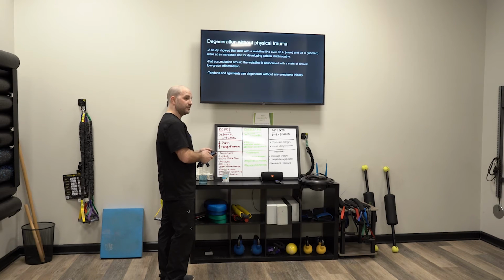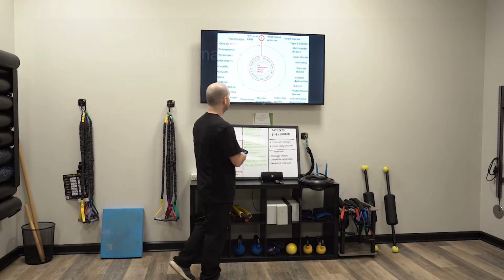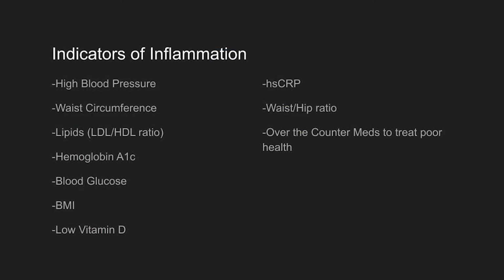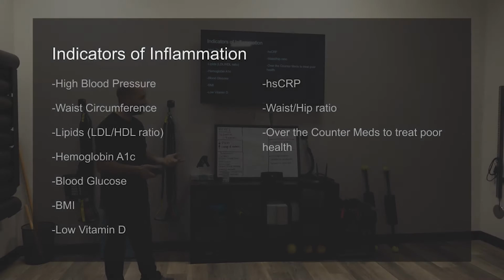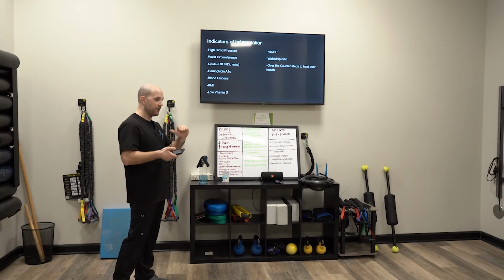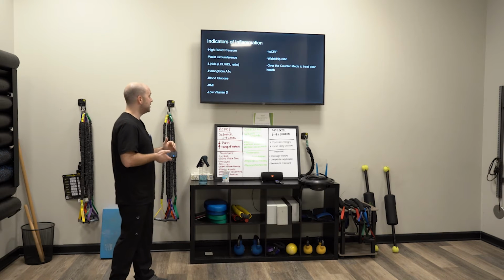In review, what are some of the indicators of inflammation? Again, we talked about high blood pressure, waist circumference, lipids. So if you go to your doctor and your blood lipids are off, your LDL, HDL ratio is off.